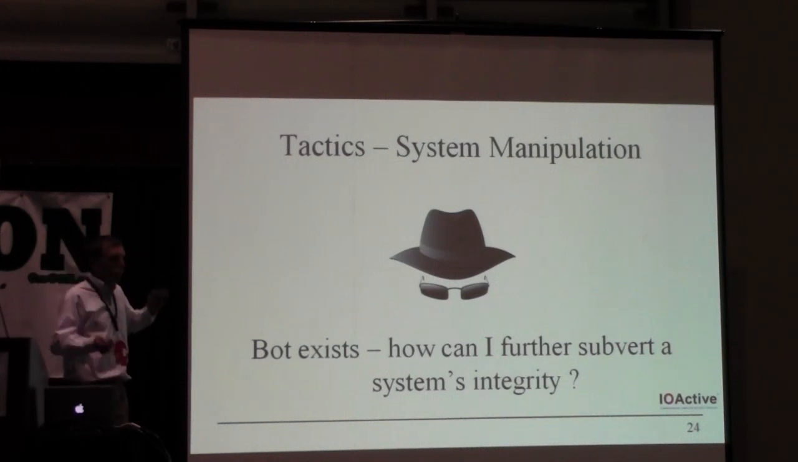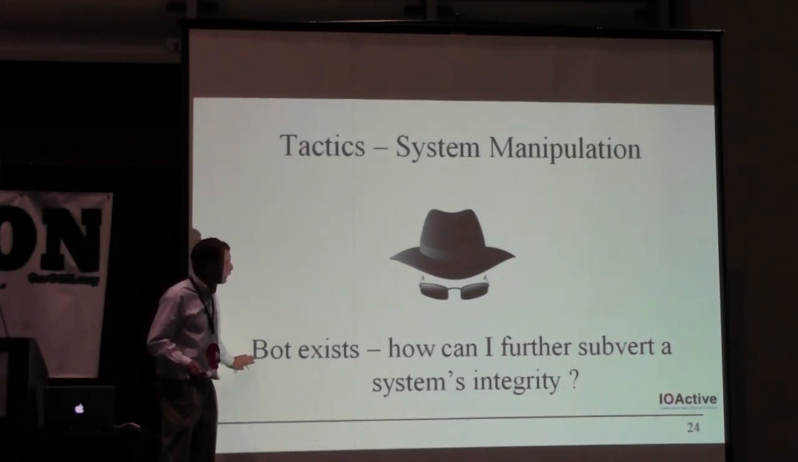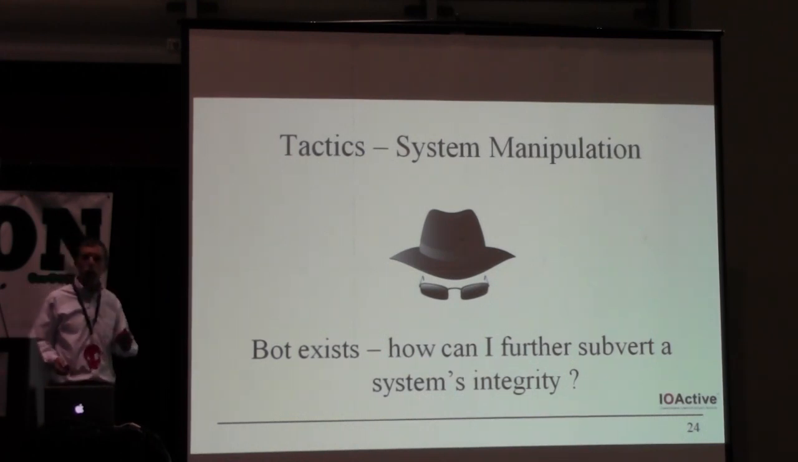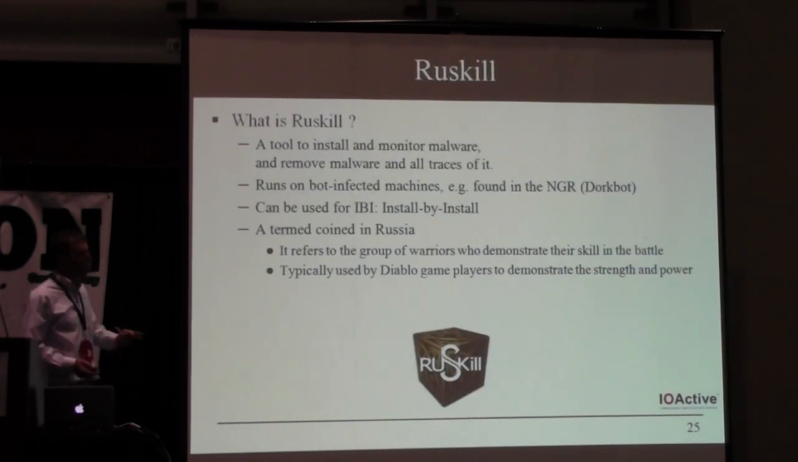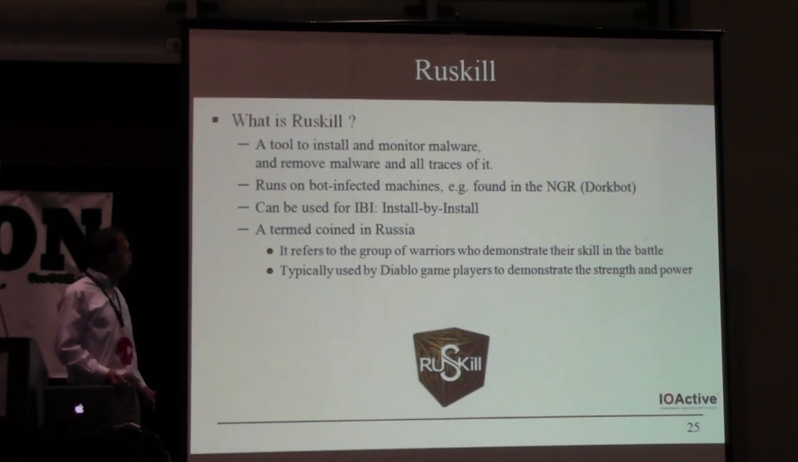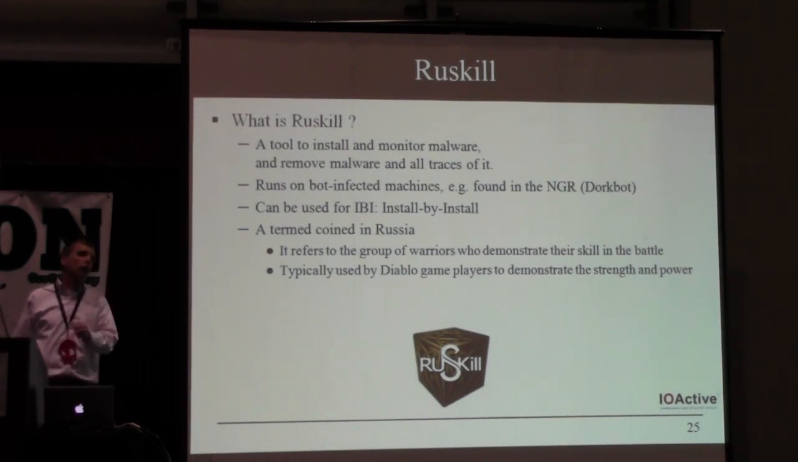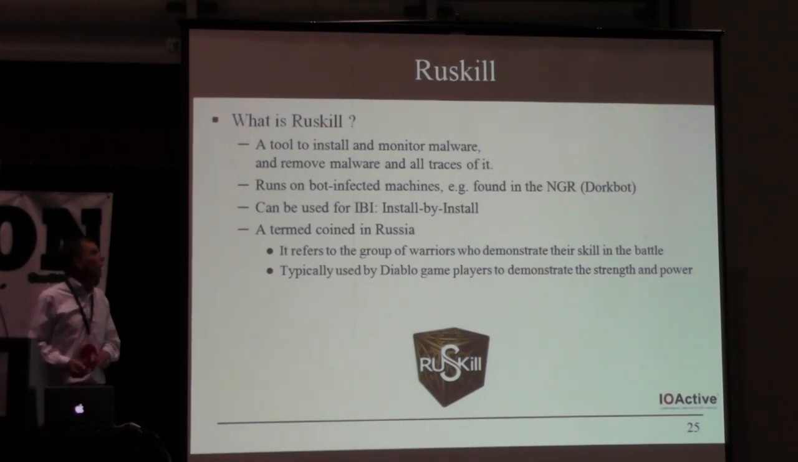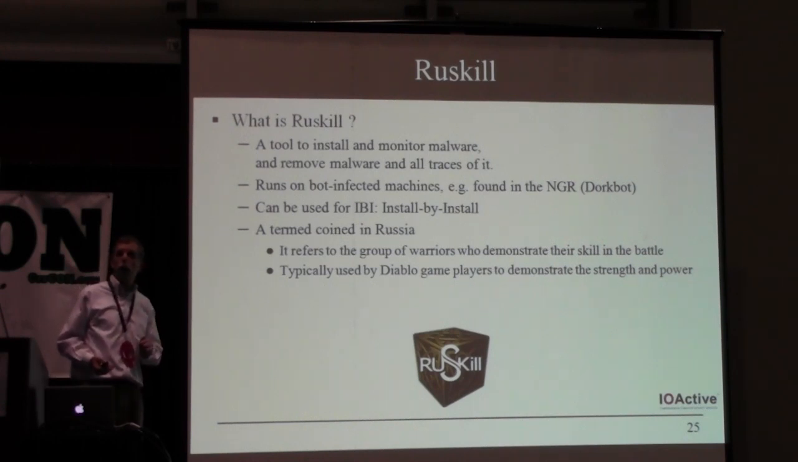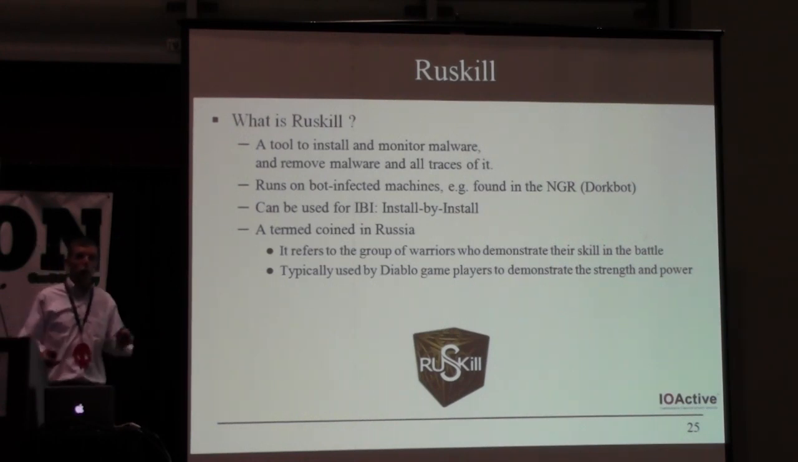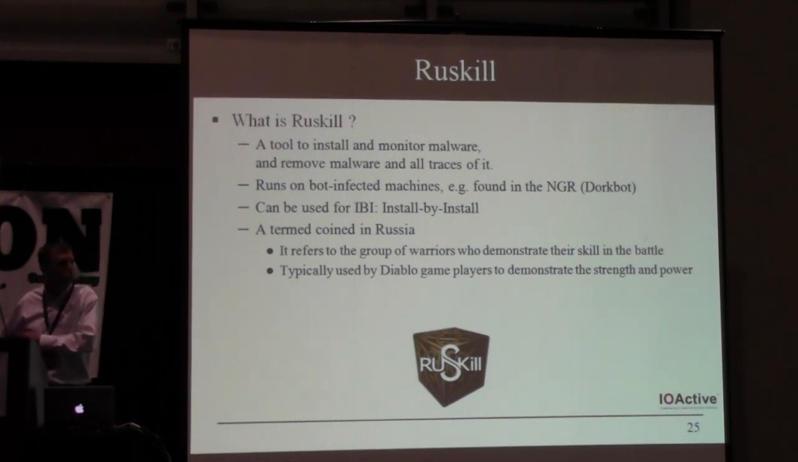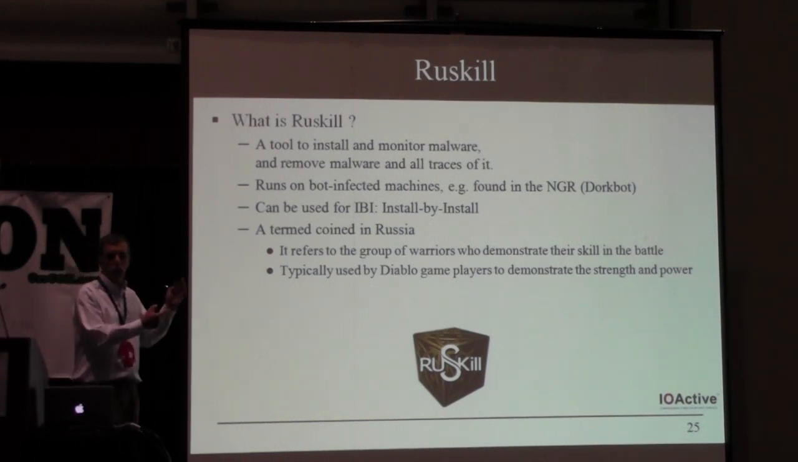So let's take this a step further. I've got some bots out there, and what I would like to now do is, what can I do with this? Let's take a look at Ruskill. So what can Ruskill do? Ruskill can install malware for us, and it can monitor it, and when things are all done, we can remove all traces. Now, we might be removing traces of a dropper that dropped the malware in, and then we remove the traces of it, and the malware is still there.